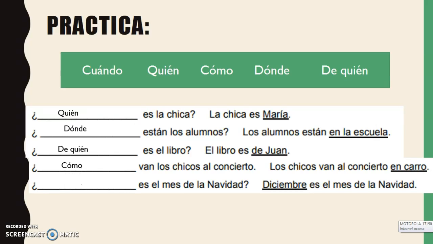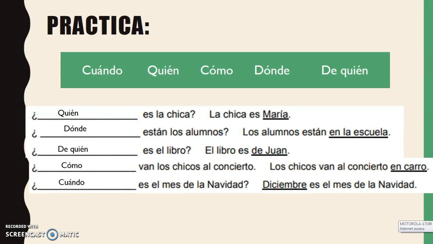All right, our last one says, blank es el mes de la Navidad. Navidad means Christmas. You may know that from the song Feliz Navidad. And our answer here is diciembre es el mes de la Navidad. December is the month of Christmas. So only word left in our word bank up there. Cuando we know means when. And we're saying when is the month of Christmas. And the answer, of course, is December.